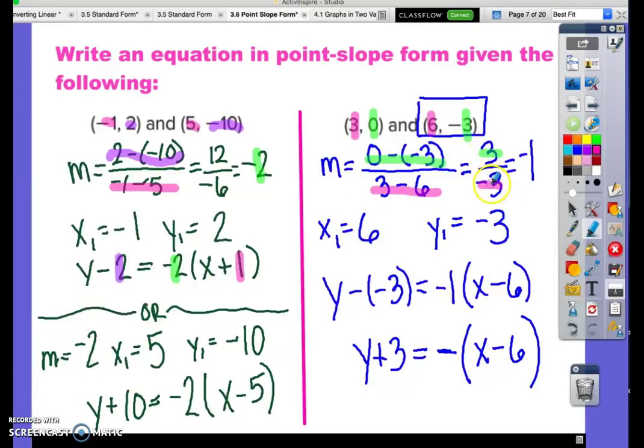I have a 3 on top and bottom. If I ever have the same number on top and bottom, 3 and 3, it's going to equal 1. 3 divided by 3 is 1, and I have one negative sign, so my answer is negative. So my slope is a -1. So I'm replacing the m in my equation with -1. Okay, then I'm going to choose a point. I'm going to choose the point without the 0. So 6 and -3, x minus the 6. So x minus 6. This is y minus the negative, which turns to a positive.